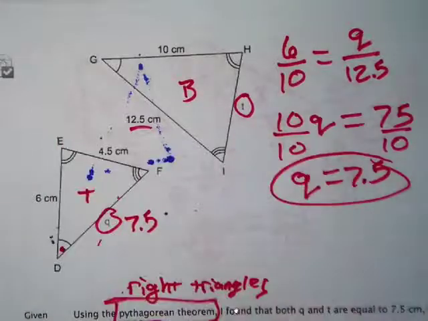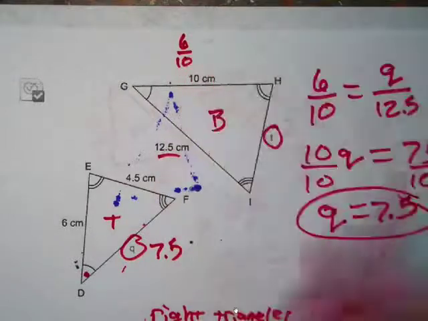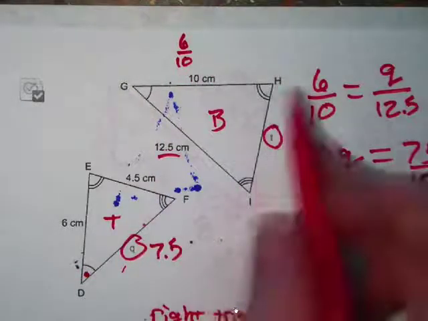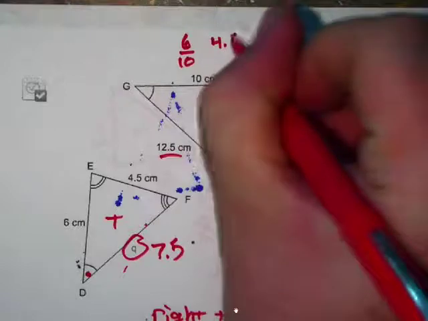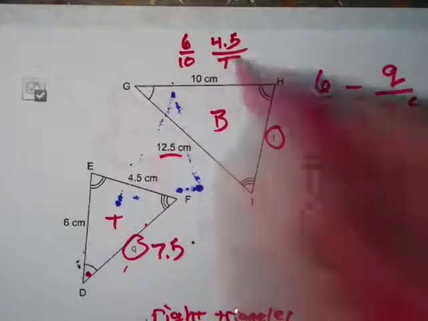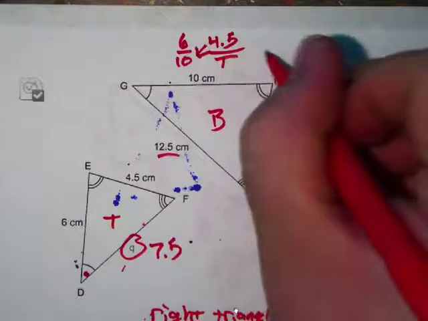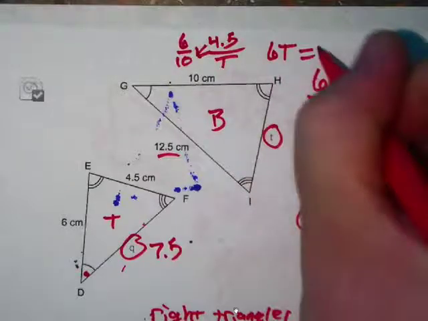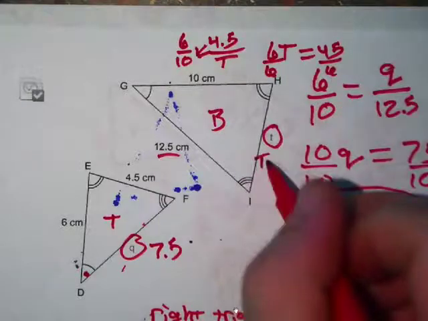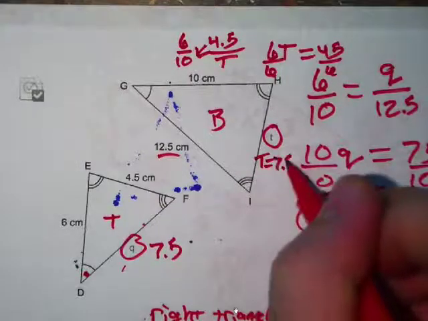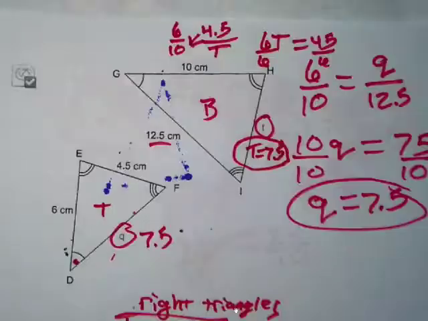We already have the 6 over 10. So going up here, I'm just going to do that again. 6 over 10 is 2, and where's t? T is going from 2 to 3, so 4.5 over t. Cross multiply. 10 times 4.5 is 45, and then we have 6t. Divide by 6, and we see that t equals 7.5. And that's how you find the lengths of the sides.